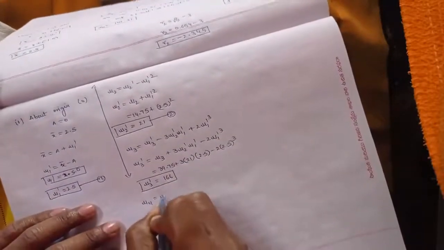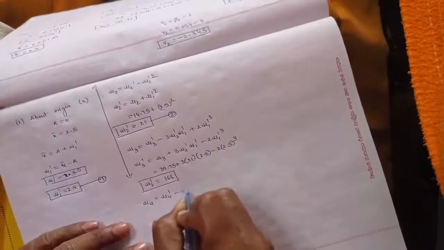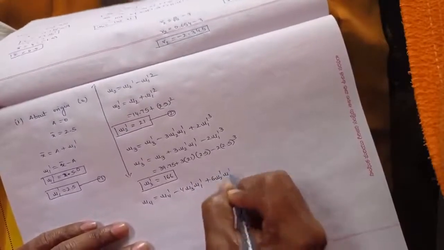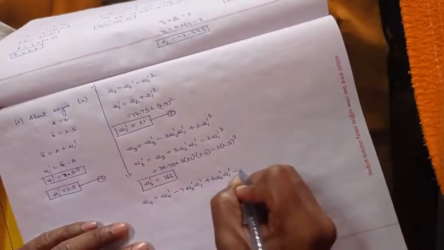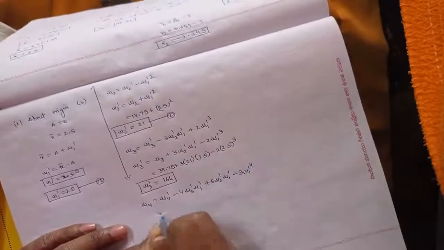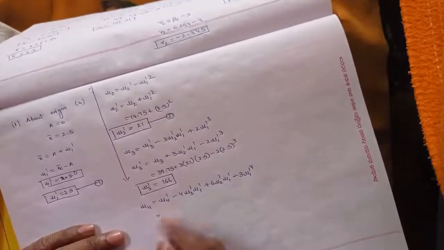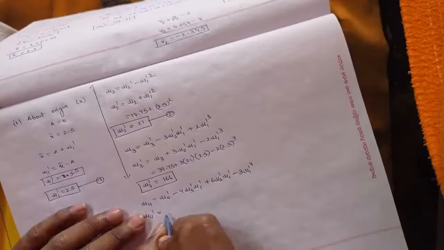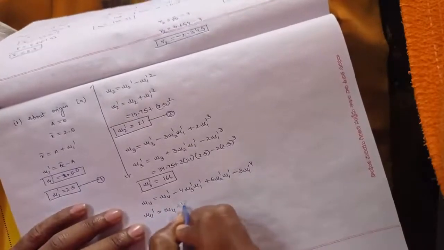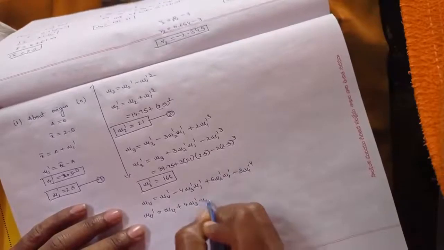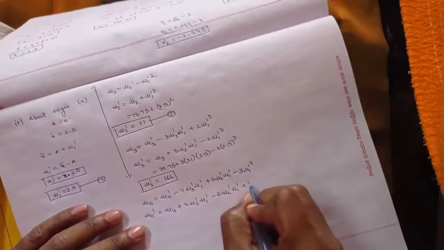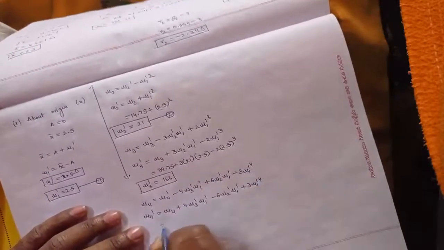What is mu4? Mu4 is nothing but mu4 dash minus 4 mu3 dash mu1 dash plus 6 mu2 dash mu1 dash squared, and it will be minus 3 mu1 dash power 4. So what is mu4 dash? We don't know. We have to find mu4 dash. So take all these terms to the left side. So mu4 dash is equal to mu4 plus 4 mu3 dash mu1 dash minus 6 mu2 dash mu1 dash squared plus 3 mu1 dash power 4. So substitute all the values. You know that mu4 value is 142.31.